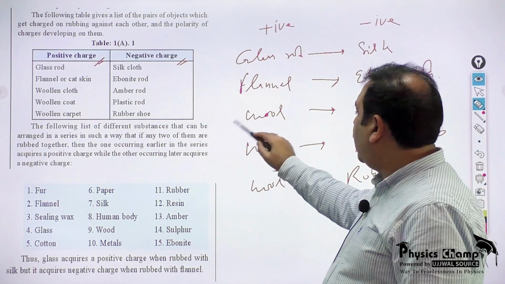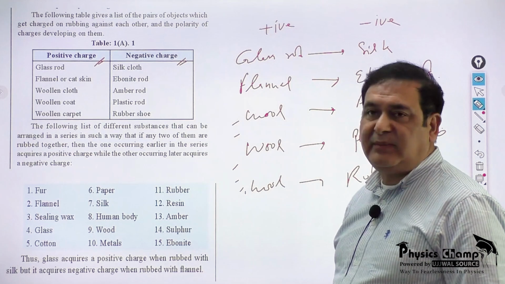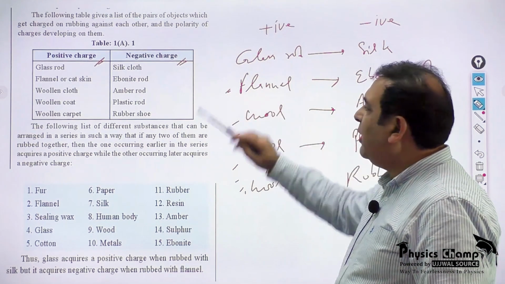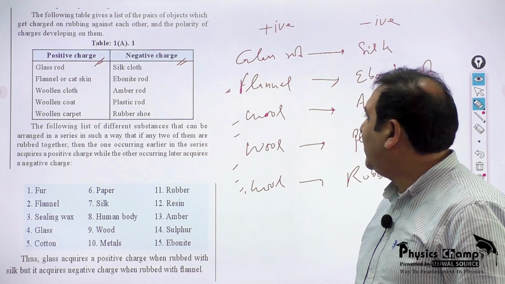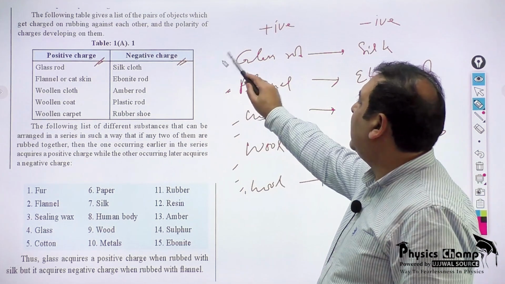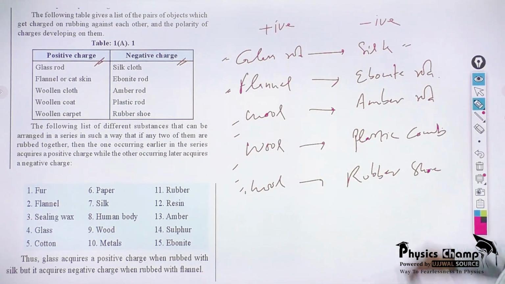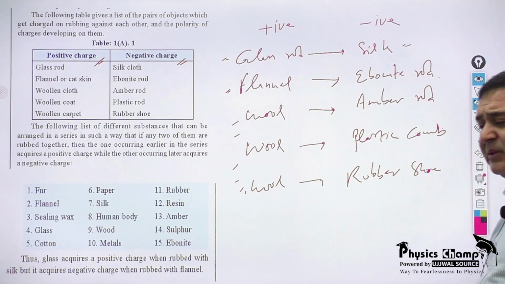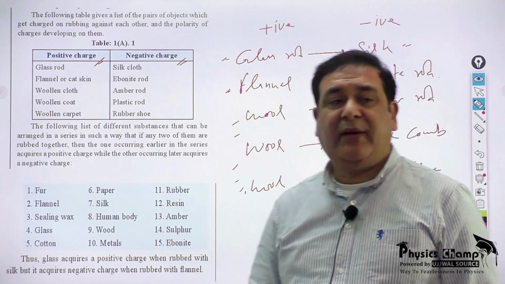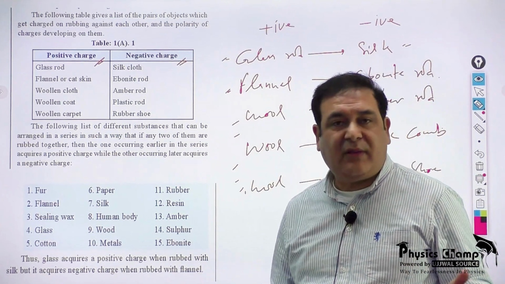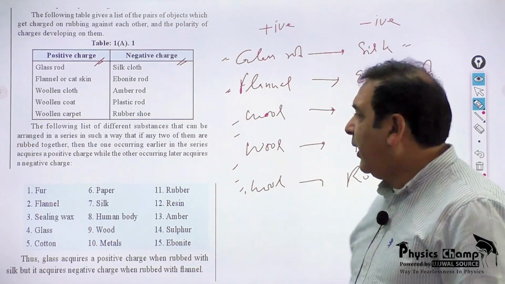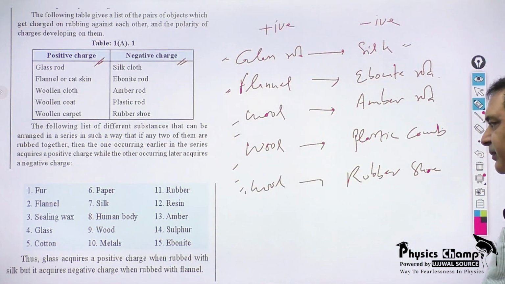So wool or hair gets positively charged. The flannel or cat skin, which is almost the same thing, gets positive charge, and the glass rod gets positive charge, whereas the silk cloth gets negative charge. So these are some examples of positive and negative charges: the combinations, when the two are rubbed against each other, of which will get positively and which will get negatively charged.